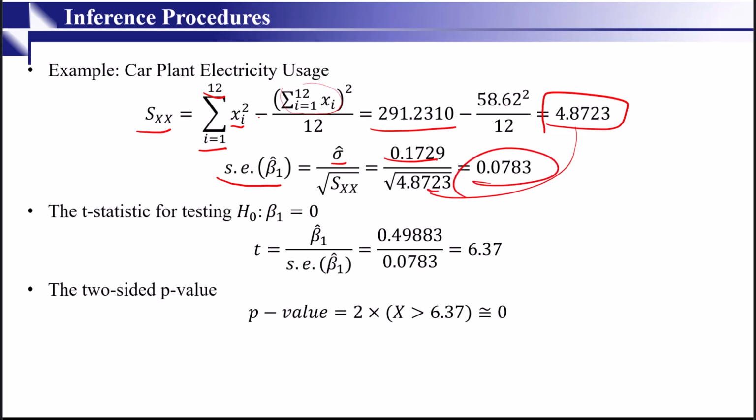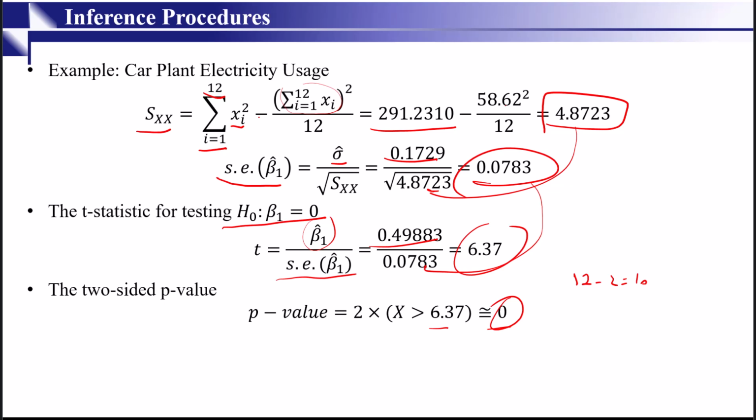Then the t statistic for testing the null hypothesis that beta 1 is equal to 0 is t equal to beta hat 1 divided by the standard error of beta hat 1. So this one we already found, and t is 6.37. And the p-value here is 2 times the probability of X greater than 6.37, which is almost equal to 0. Our random variable X has a t distribution with degrees of freedom 12 minus 2, which is equal to 10. Our p-value is equal to 0. It means that the null hypothesis is not plausible, and the slope parameter is known to be non-zero.